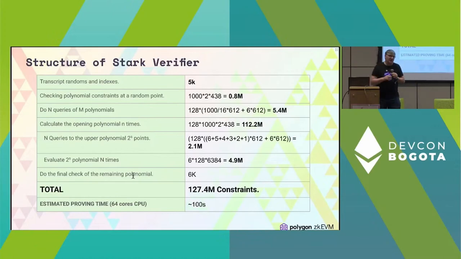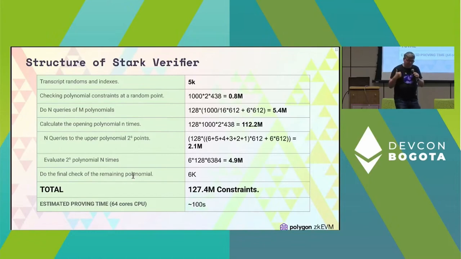The thing is that the technique that we are using is that instead of proving this big circuit directly with a SNARK, you can do different levels of recursion. So you can build a STARK that verifies another STARK, so you get a proof that's much smaller.